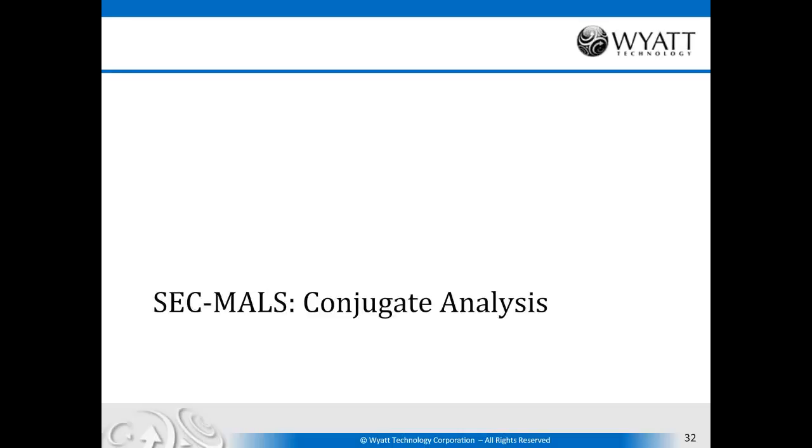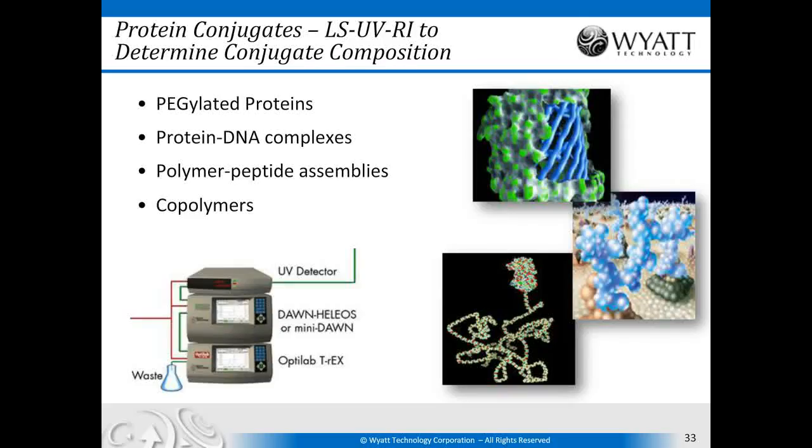Another important application of SEC-MALS is analysis of conjugates. Those conjugates might be pegylated proteins, protein-DNA complexes, polymer-peptide assemblies, or copolymers. The way that we do the analysis is through a 3-detector system, which uses a UV detector and a refractive index detector to establish the ratio of the two different species in the complex. And finally, the multi-angle light scattering detector combines with that additional information to determine the molecular weight of each of the species or each of the components in the complex.